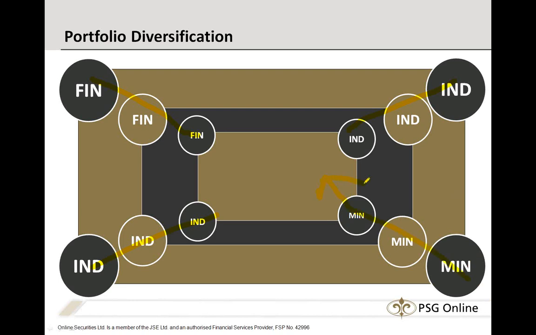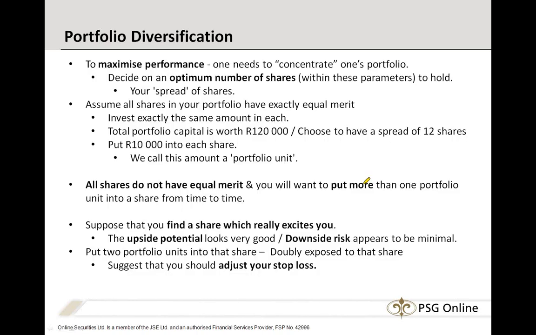Okay. We'll come back to portfolio structuring just now, but you got the idea that you want to spread your risk between 3 and 5 different sectors, so you're not all your eggs in one basket. To maximize your performance, as I say, you want to concentrate your portfolio. So, for example, you've got 120,000 rand, and you're going to buy 12 shares. Basically, you put 10,000 rand into each one of them. You'll see an example just now. I used 10,000. Very similar. So those 10,000s were what we call a portfolio unit.